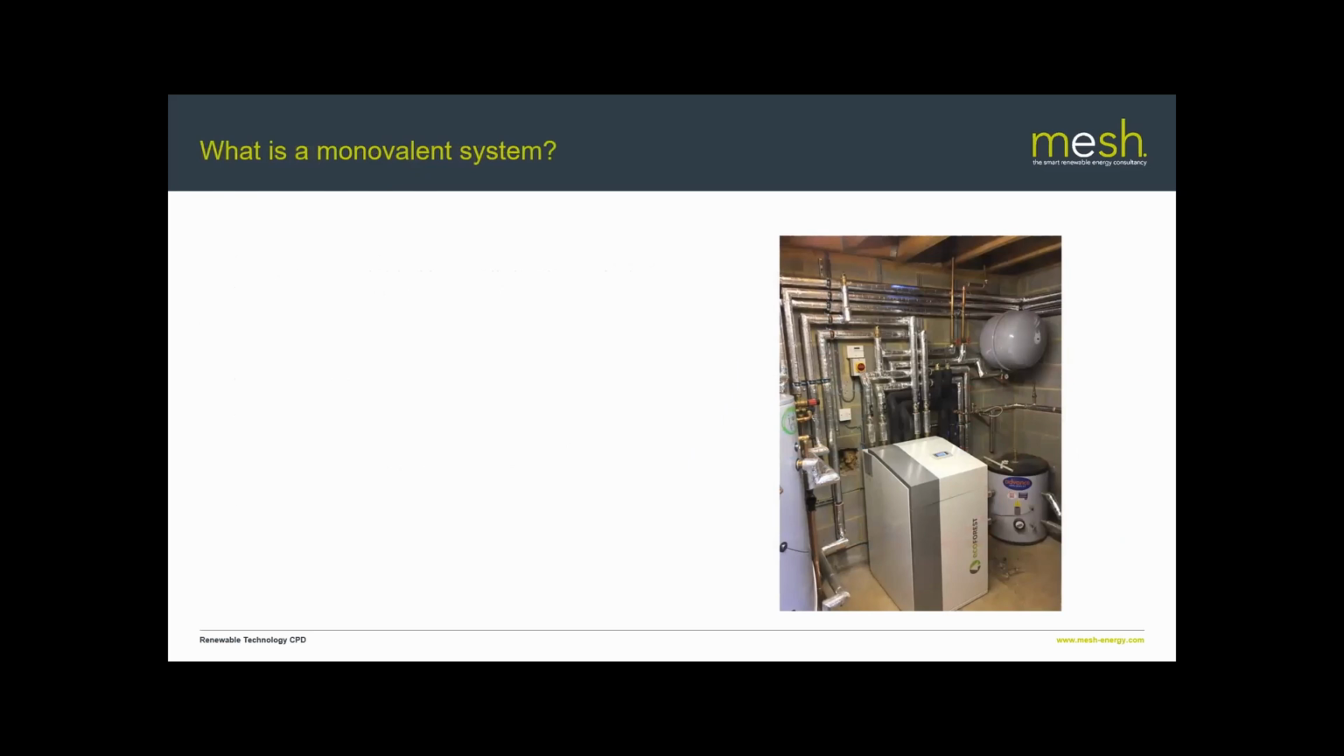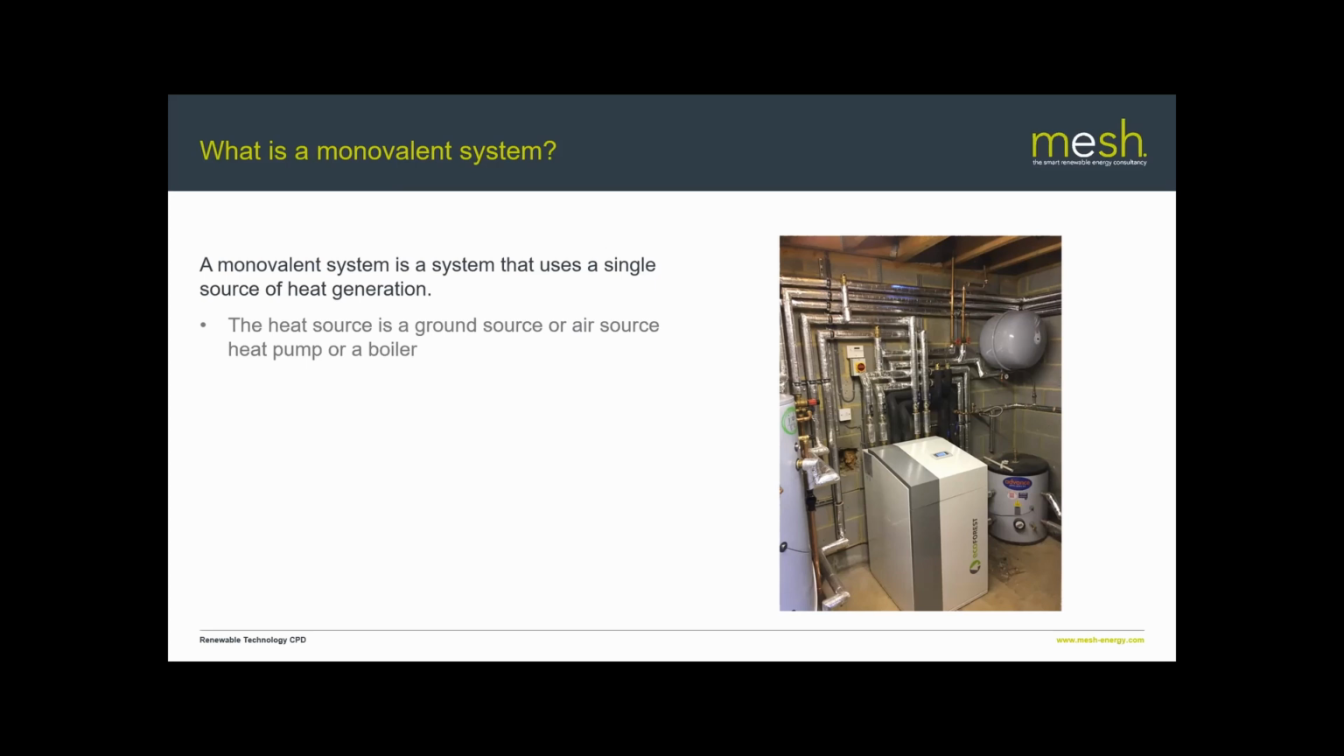So most heat pump systems are what we call monovalent systems. I'm just going to describe what a monovalent system is to start with, and then we'll talk about bivalent systems. A monovalent system uses a single source of heat generation. For the systems we're talking about, that will probably mean a ground source or an air source heat pump, but equally a standalone boiler that most people in the UK have in their house is a monovalent system, but it's probably not what we're going to be talking about today.